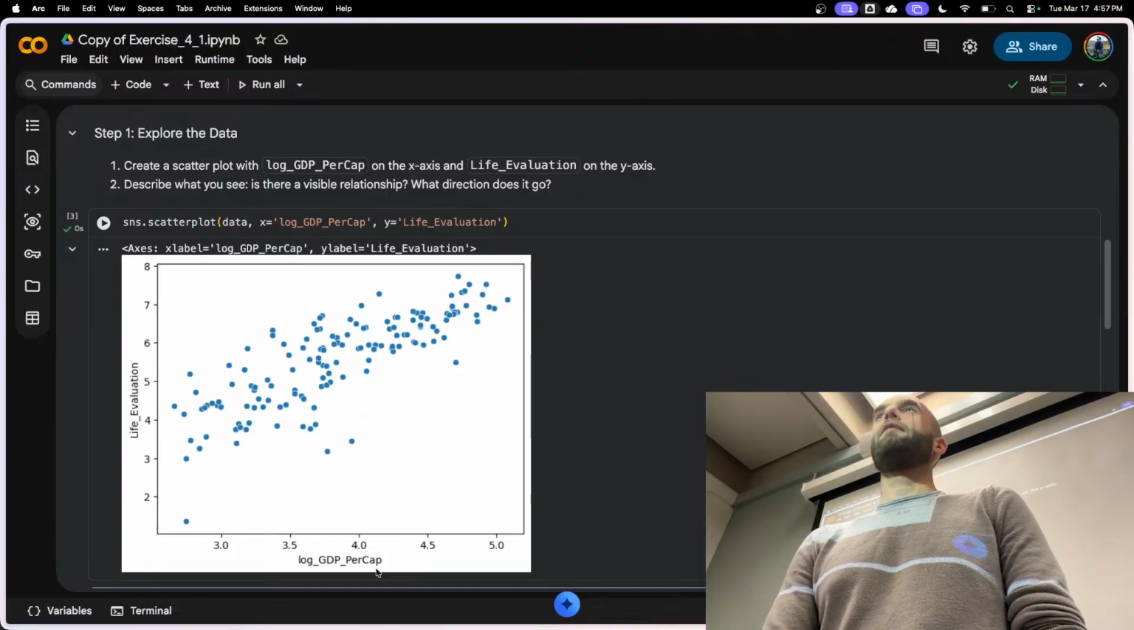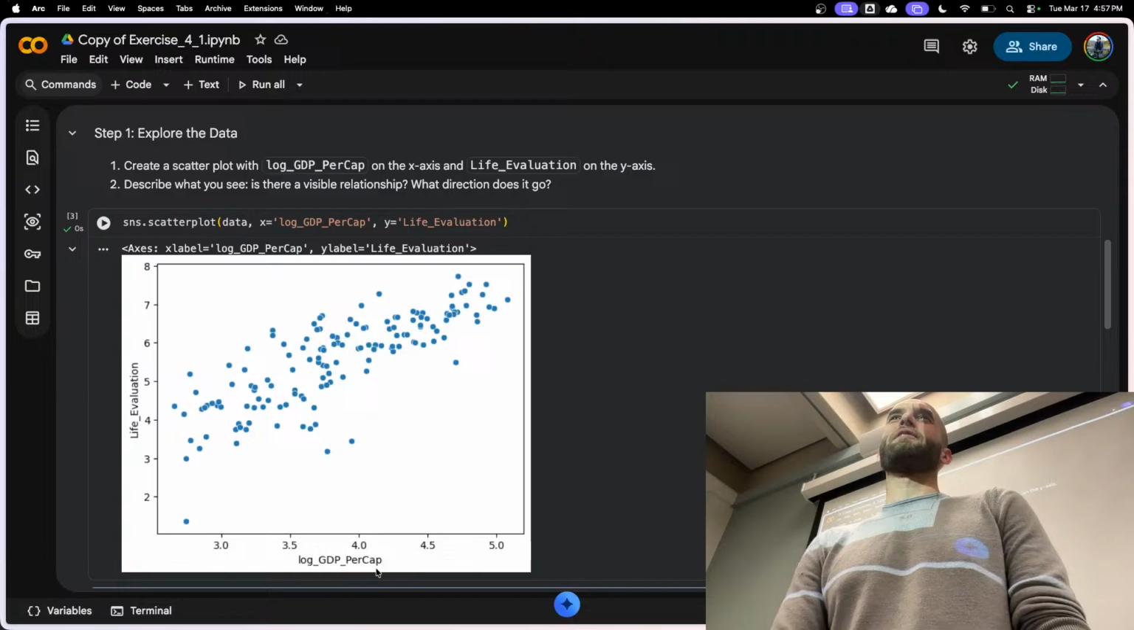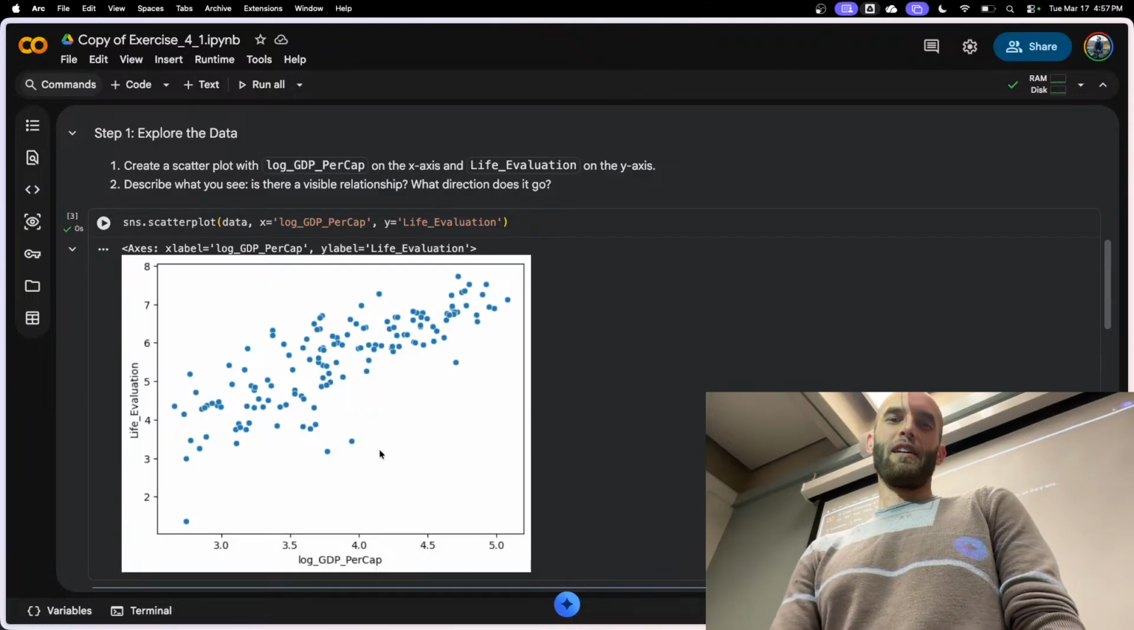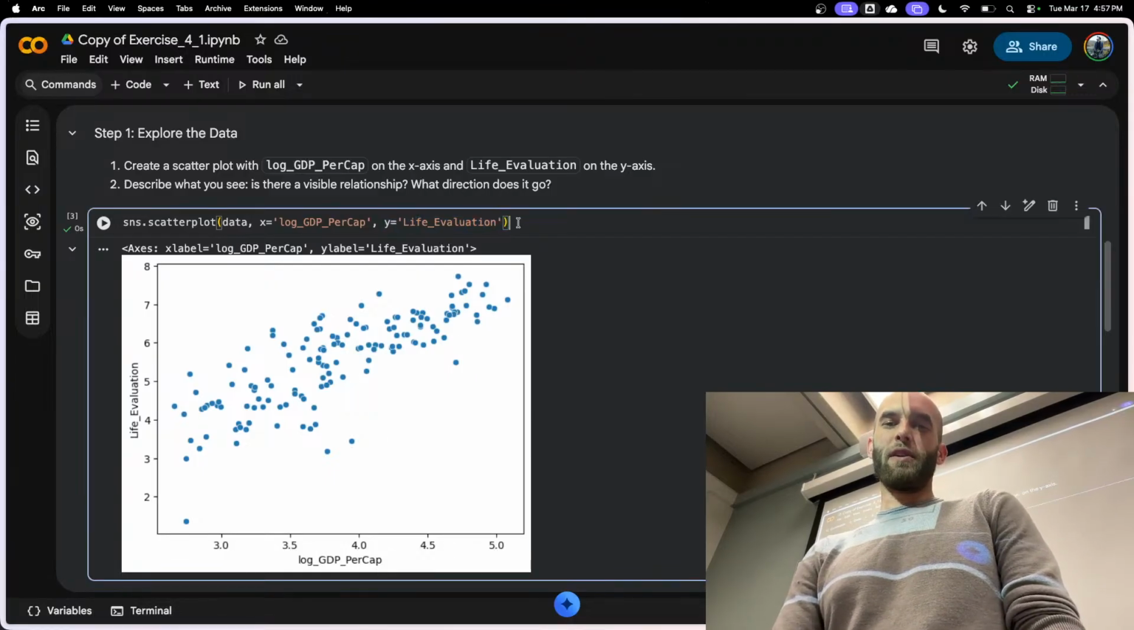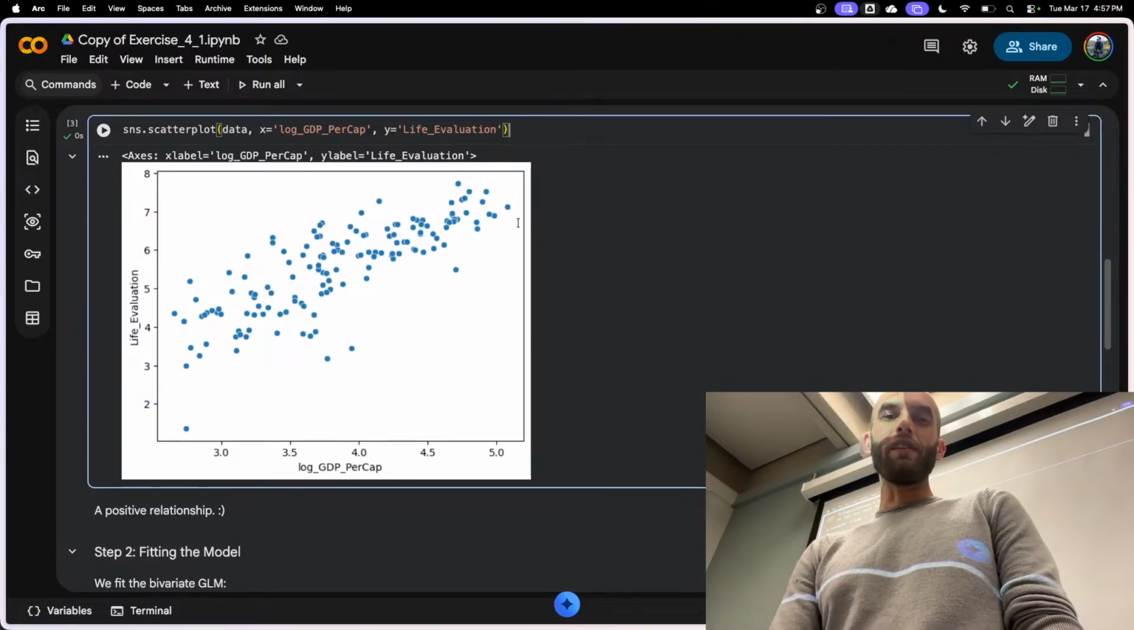All right, do you get something like this? sns.scatterplot, data, comma, x equals log GDP, y equals life evaluation. Okay, nice.